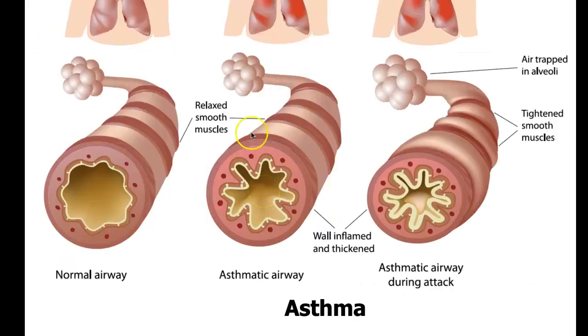Okay. So what's happening in asthma is that there's a constriction of the airways. So in a normal airway, we see this nice open space here. We see relaxed, smooth muscles. In an asthmatic airway, the wall is inflamed and thickened. During an asthma attack, in addition to this being a smaller space, the smooth muscles around the bronchioles are tightened. And so that space then is very, very small. So not a whole lot of air can then get into this person's lungs. Notice that the air is then trapped in the alveoli and it can't move, so it can't exchange oxygen and carbon dioxide like it needs to do.